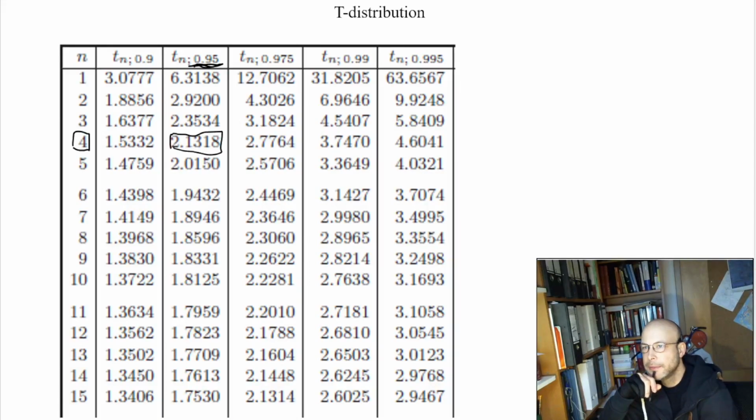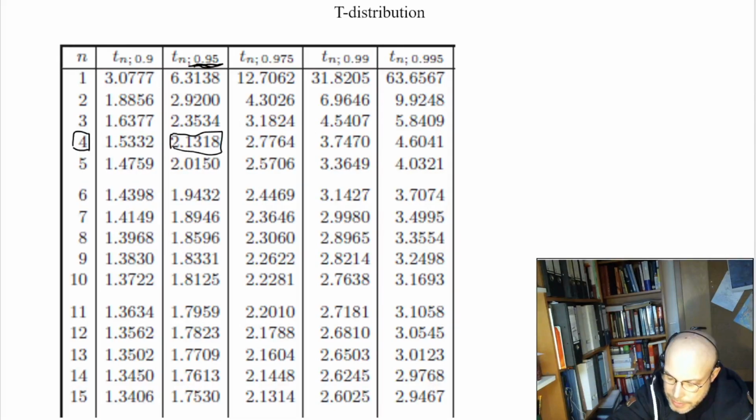If you look at this table in the t-distribution, we have a two-sided test. So we have to double here. If we want to test to 10%, then we have to look at the 95% distribution. And if we want to test for a significance level of 5%, then of course we have to look at the t-distribution of 97.5%.